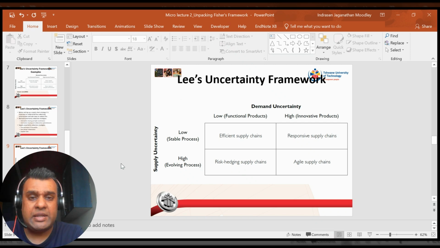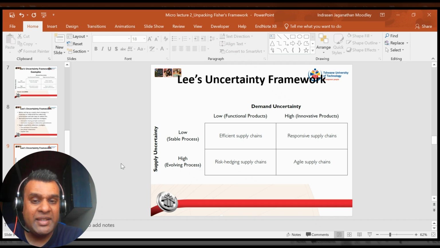So, if we look at this matrix diagram, demand and supply uncertainty on either side of the diagram, low uncertainty, high uncertainty for both, and functional versus innovative products. You would find that for functional products with a low demand uncertainty and a stable process, you need an efficient supply chain. For a functional product where you've got an evolving process or high supply uncertainty, you need a risk hedging supply chain. And the opposite's true for innovative products, where you've got responsive supply chain and agile supply chain, respectively.